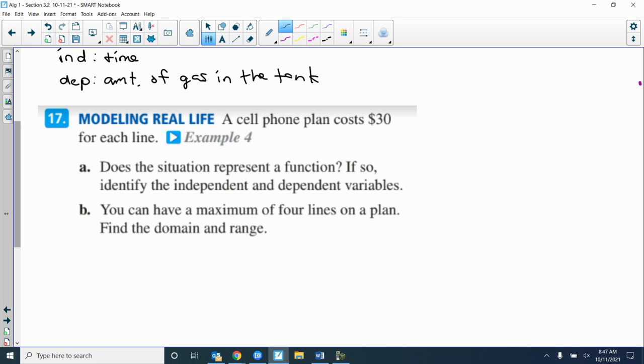Identify the independent and dependent variable. Independent, Lucas. The number of cell phone lines. Okay. Dependent is going to be cost. Okay, so independent, number of cell phone lines.